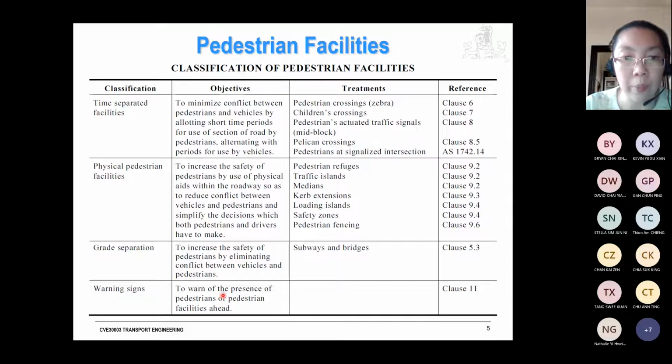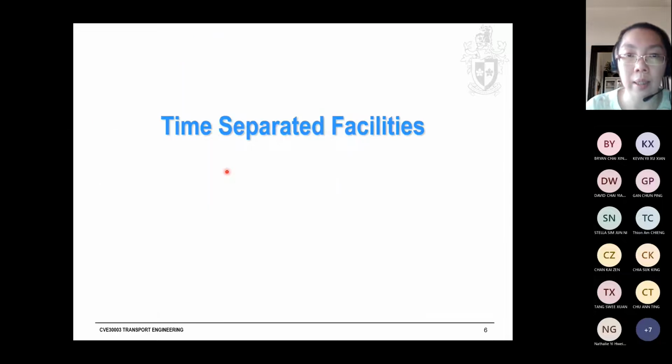Warning signs is to warn of the presence of pedestrians or pedestrian facilities ahead. Okay, so this is basically just a warning sign. All right, so like I said, we are concentrating on the first three. And so let's move on to look at the different facilities that we have. So first one, time separated facilities. Yeah? So this one, remember, we give time to pedestrians, then we give time to vehicles to cross.